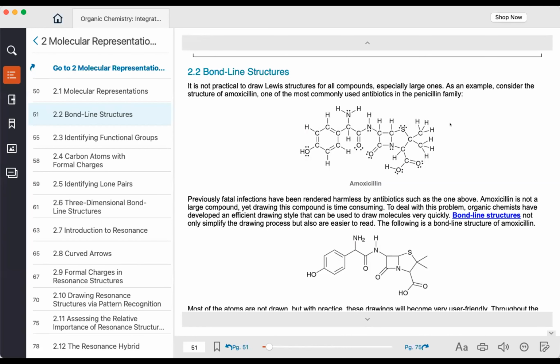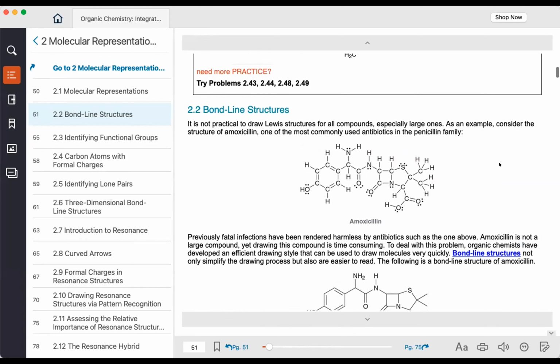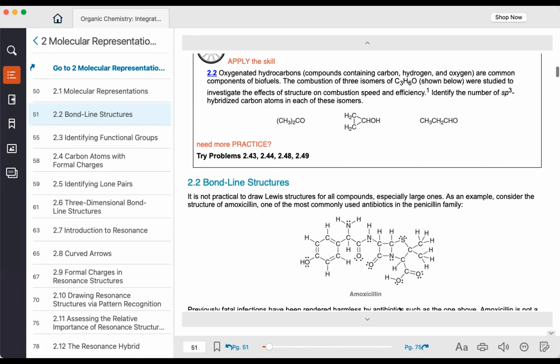Hello there. This is section 2.2, specifically on bond line structures. Your book does a pretty good job at giving you a nice reason as to why you would use a bond line structure. But honestly, for me, the number one picture that convinces me is this one. If you look at this structure, this is amoxicillin.